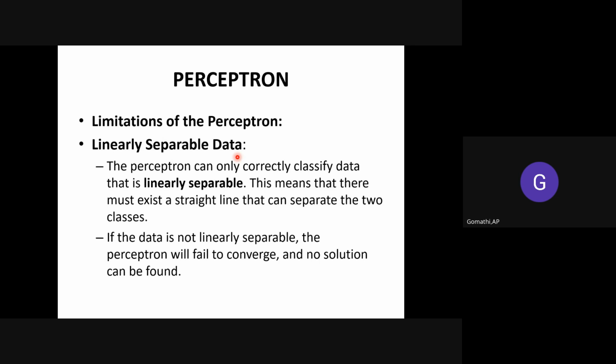So that is the point discussed here. There must exist a straight line that can separate the two classes. Only then can we identify the perceptron. Otherwise, the perceptron does not give any solution.